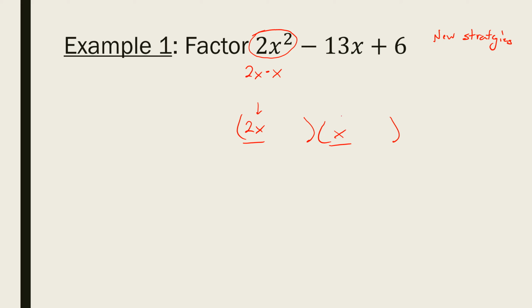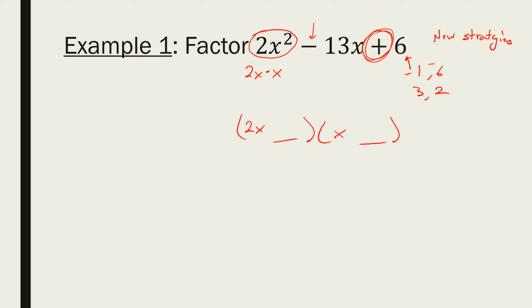Now I need to look at the 6, and I need to think to myself, okay, what are some different ways of multiplying to the 6? Because that is what I'm going to put here and here. I can think of two different ways, 1 and 6, and 3 and 2. And let's think about this. Since I'm trying to multiply to a positive 6, I either need these both to be positive or both to be negative. Let's look at the middle term to find out.